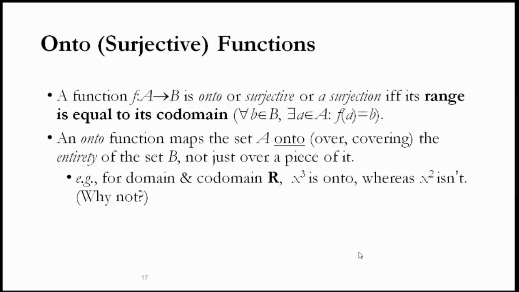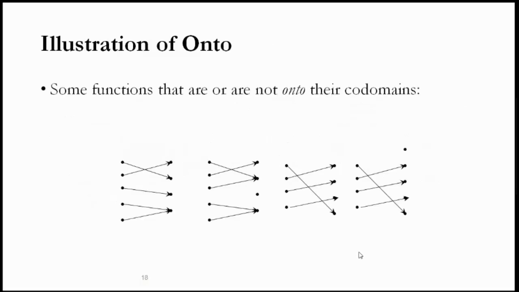Again the definition: a function f: A to B is onto, or surjective, or a surjection, if and only if its range is equal to its codomain. For all b belongs to B, there exists a belongs to A, so that f of a is equal to b. An onto function maps a set A onto, covering the entirety of the set B, not just a piece of it. To understand this, let us look at these examples.